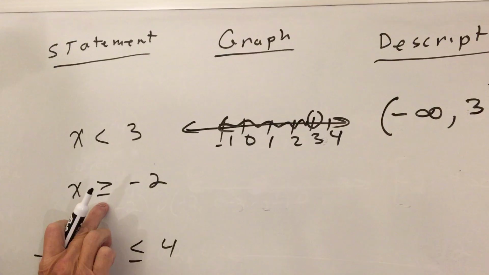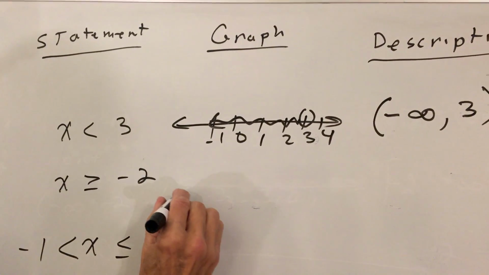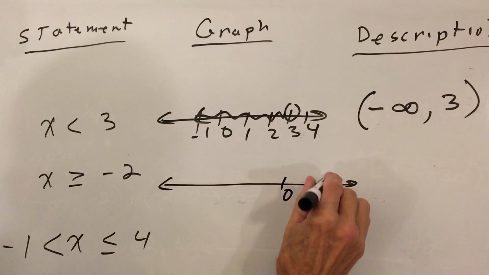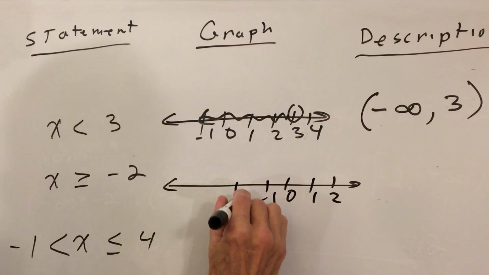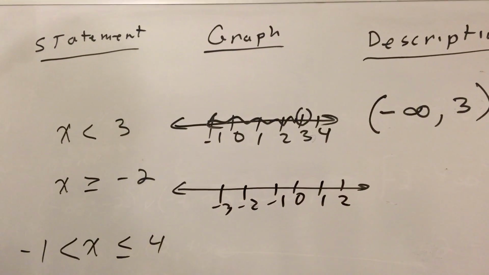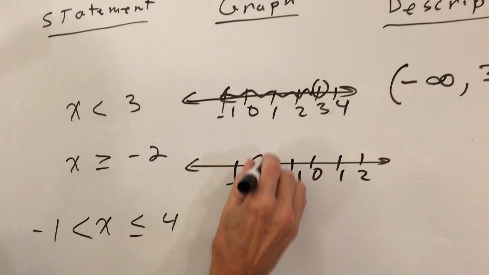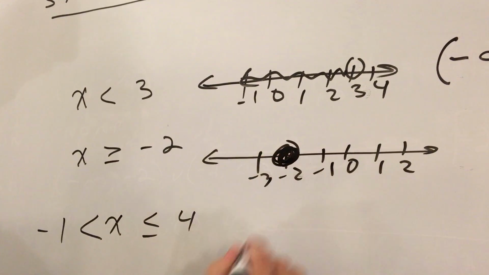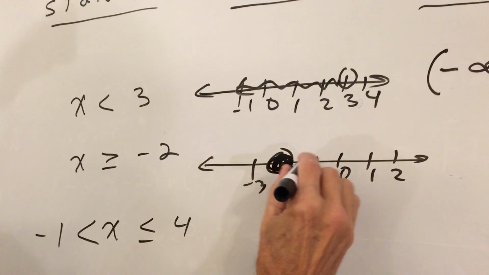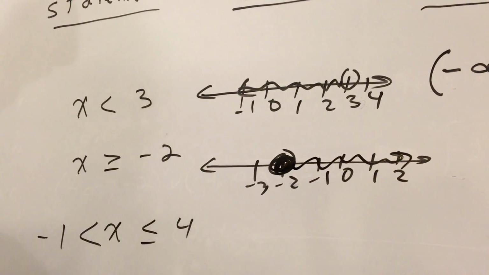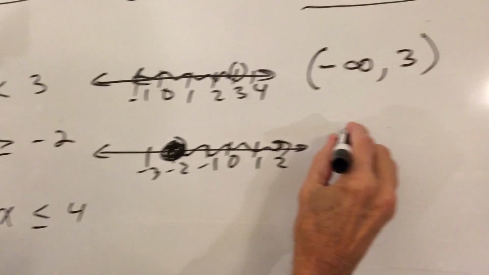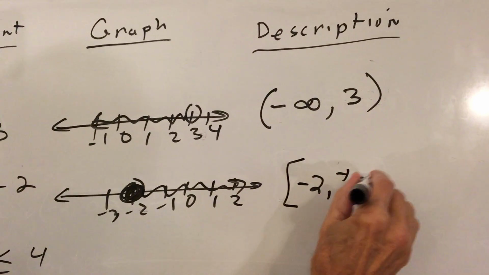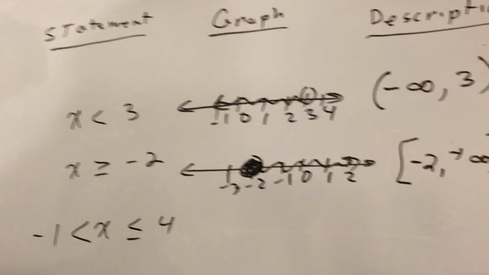Here we have x is greater than or equal to negative 2. That is a circle at negative 2. Because of the "or equal to," you fill it in. And because it's greater than, you go to the right. That description would be a bracket, negative 2 to positive infinity.